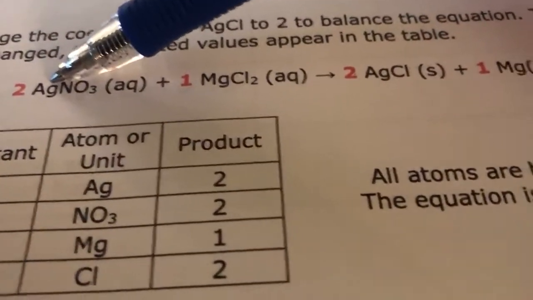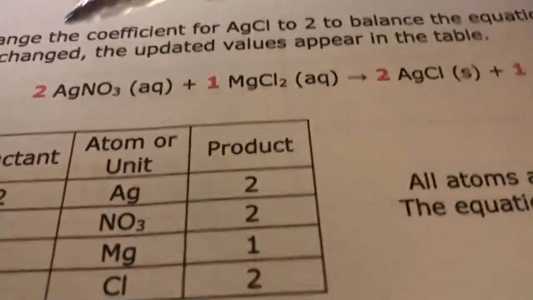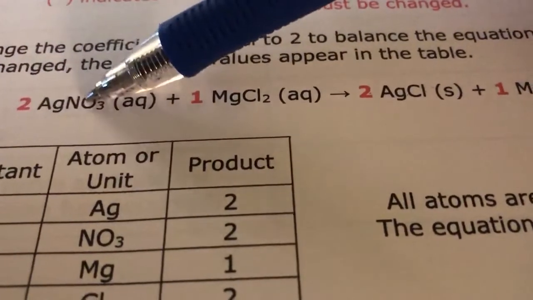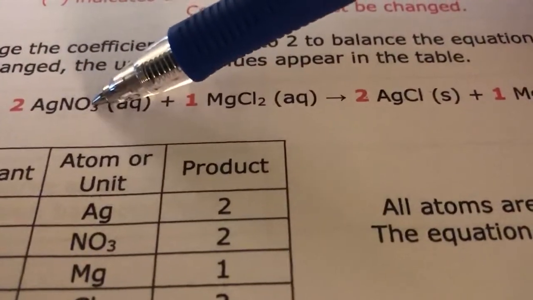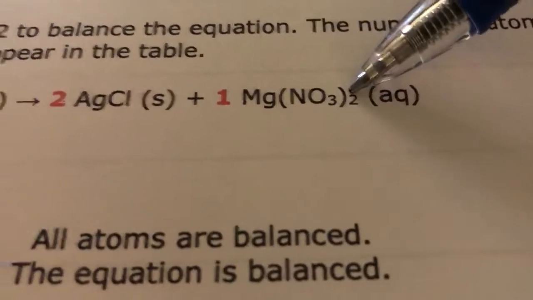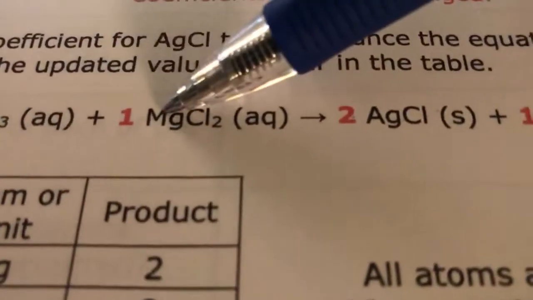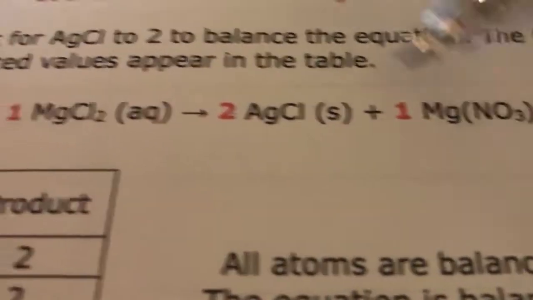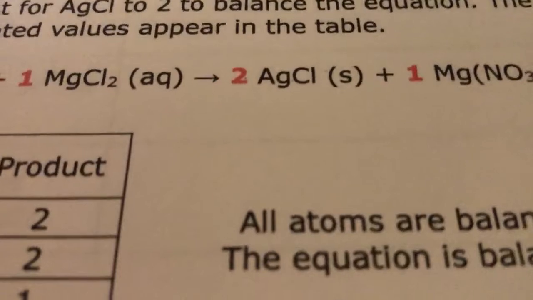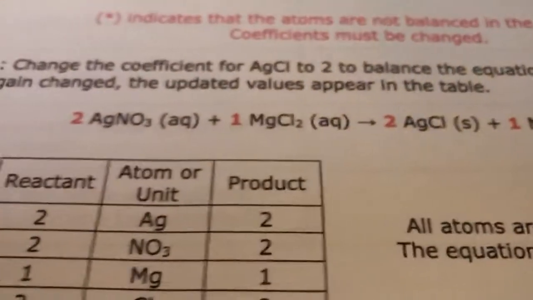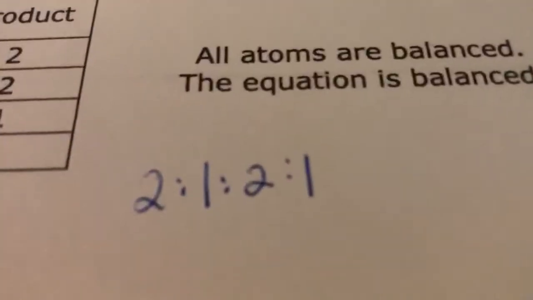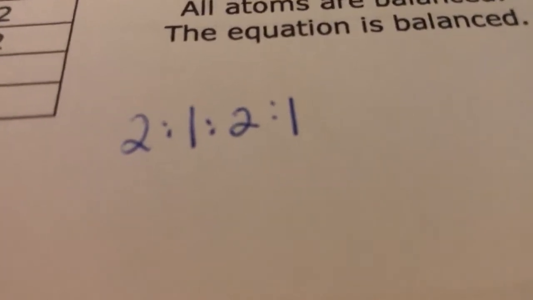We have 2 silvers. We have 2 silvers. We have 2 sets of NO3. We have to distribute that 2 through. We have 2 sets of NO3. And over here, we had 2 sets of NO3. We had 1 magnesium. We have 1 magnesium. We have 2 chlorines. Here, we have to distribute the 2 through, so we have 2 chlorines. So my ratio on this guy is going to be 2 to 1 to 2 to 1. Is that a low whole number ratio? It is.